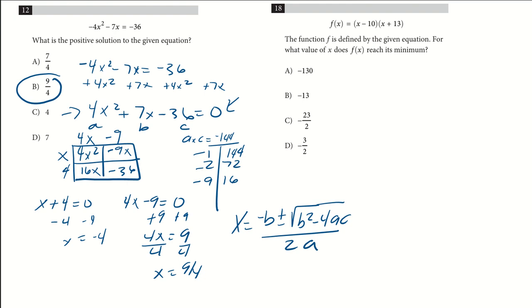All right, the next one. It gives you f of x equals x minus 10 parentheses x plus 13. Again, you can put this into Desmos and find your vertex there because that's where your minimum or your maximum is your vertex. But let's do it algebraically. So if I do this algebraically, what I want to do is get this in standard form so that I can get my A, B, and C.